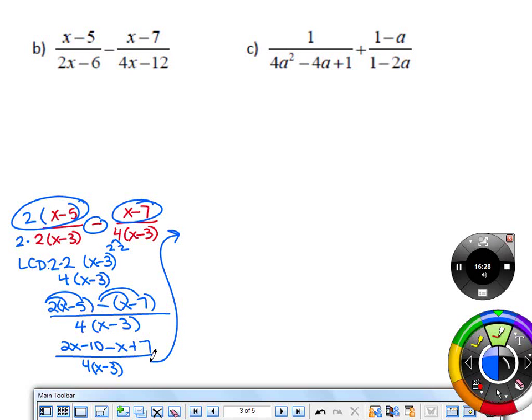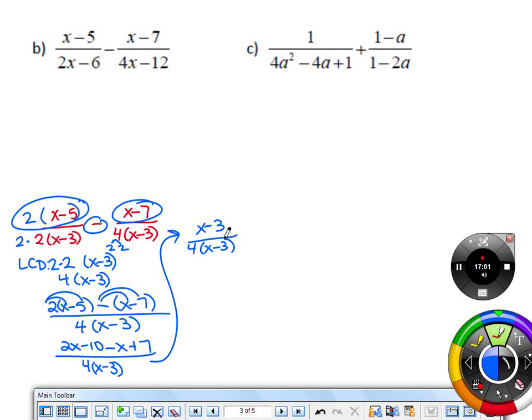And then I want to finish all my addition and subtraction and combine all the like terms in my numerator. And then the last thing I'll do is see, can it factor and cancel with something else? But I don't do that until I've combined everything together. So 2x minus x is x. Negative 10 plus 7 is negative 3. So the numerator cannot be factored any further. Are there any factors that can cancel between the numerator and denominator? Yeah, right? The x minus 3.